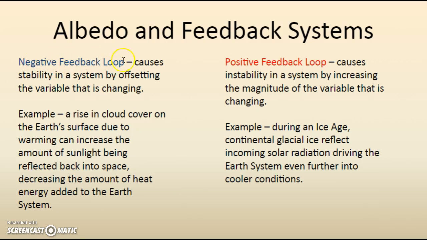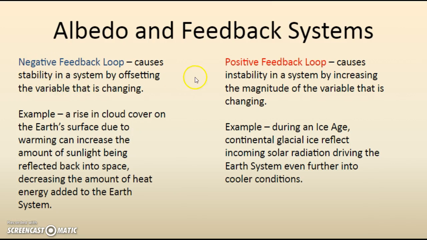A negative feedback loop, this is what causes stability in a system. It offsets the variable that is changing. An example, a rise in cloud cover on the Earth's surface due to warming can increase the amount of sunlight being reflected back into space, thus decreasing the amount of heat energy that's added to the Earth system. So cloud cover becomes a negative feedback loop that redirects incoming solar radiation. So it kind of balances. It stabilizes the system by offsetting the variable.